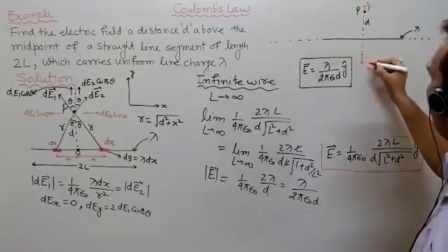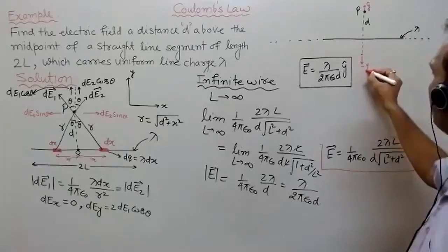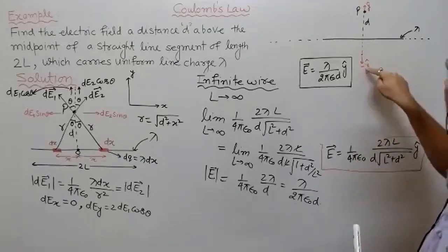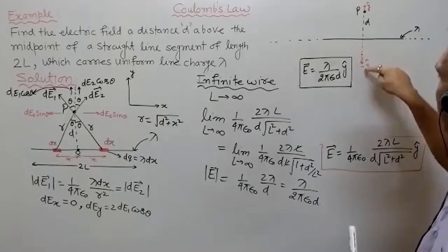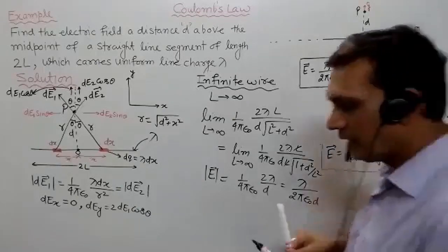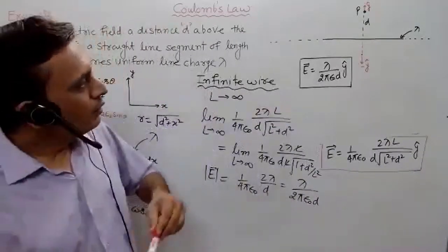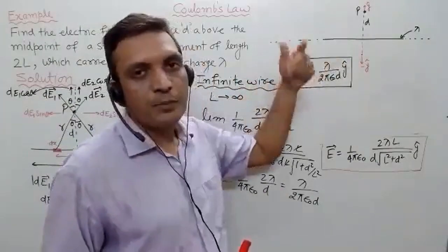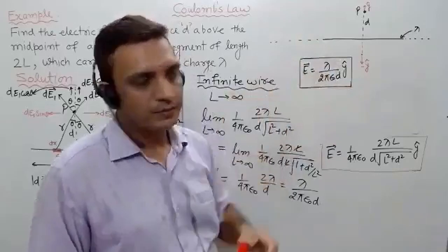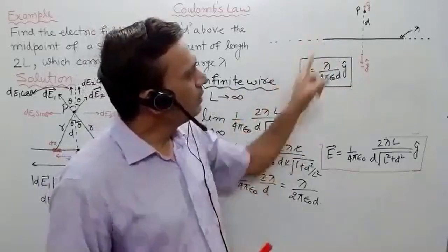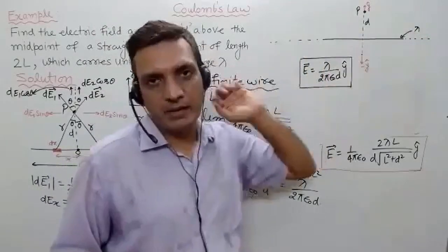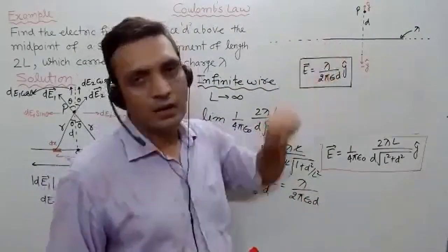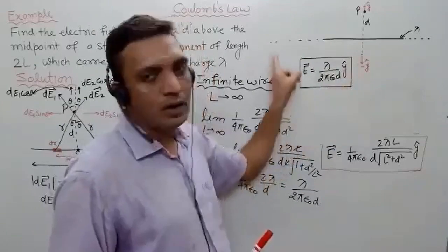So if you have to write in Cartesian symmetry, this direction is minus y cap. At this point the field is minus y cap. So in Cartesian symmetry, at different points you have to show different directions. But you know that the wire has cylindrical symmetry, so you can easily express the electric field in cylindrical coordinates. This I have written in Cartesian coordinates.